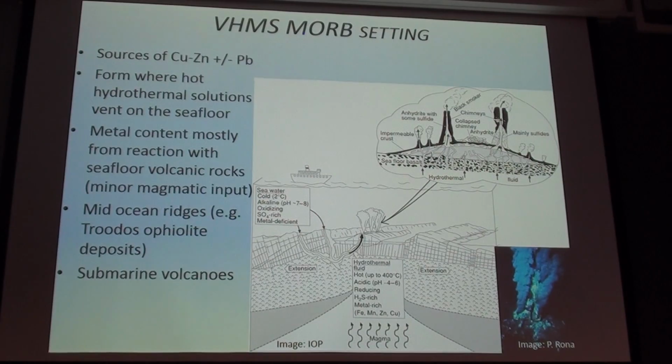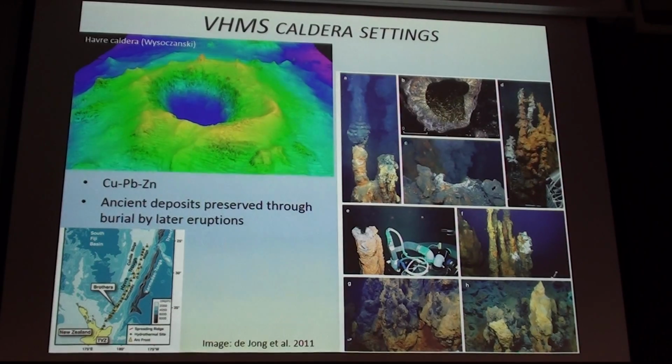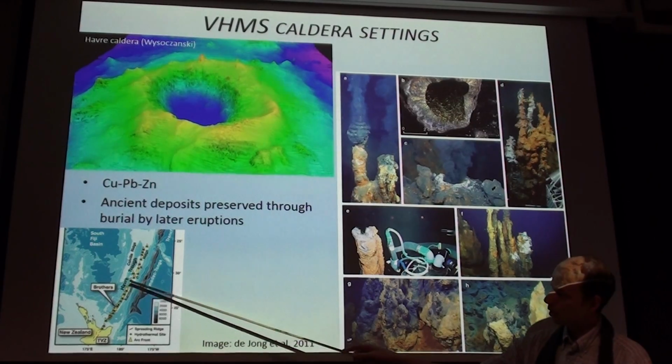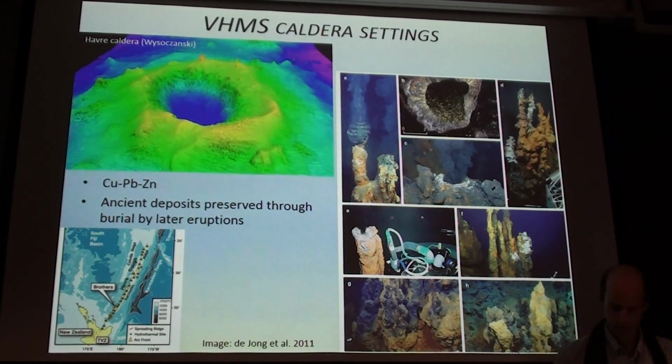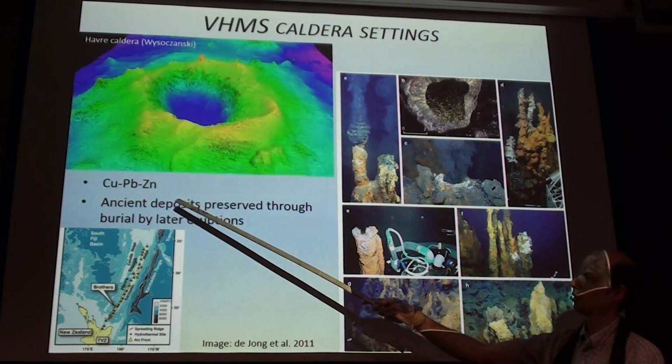Not all submarine volcanoes are however on mid-ocean ridges, and this is an example of the Havre caldera, which is located up north of New Zealand. It's a submarine volcano which was actually active quite recently, I think a couple of years ago, doing lots of small eruptions, but nonetheless. And deposits associated with this type of volcano, which is more felsic compared to mid-ocean ridges, host copper, lead, and zinc as well.